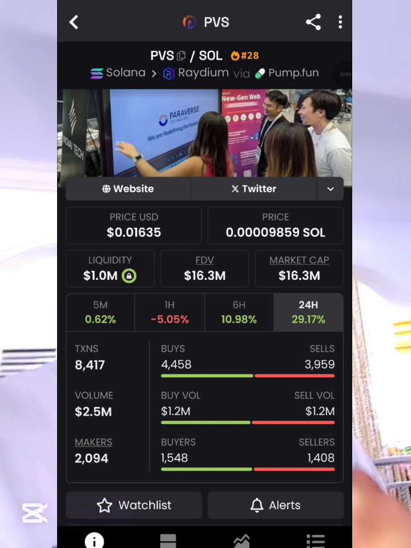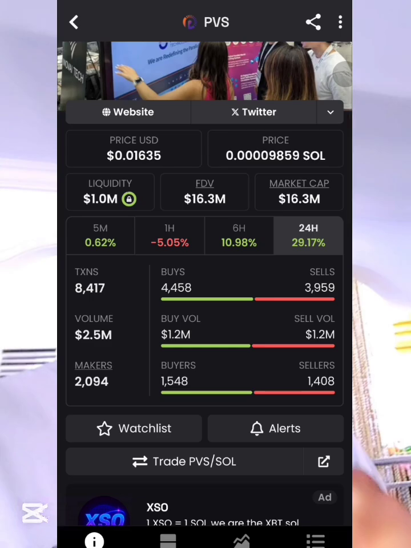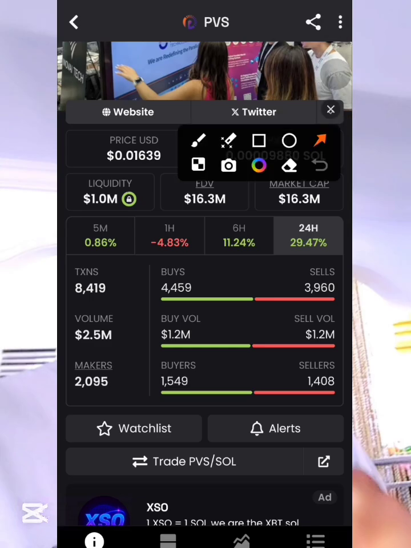Now, another check, though sometimes it doesn't matter. Look at this, the buy here is 1.2 and the sell is 1.2 as well. So that means they are on an equal level. As they are buying, they are selling, almost equally. Though if you look at it here, the buyers are 1,549, while the sellers are 1,408. So people who are buying are greater than people who are selling.